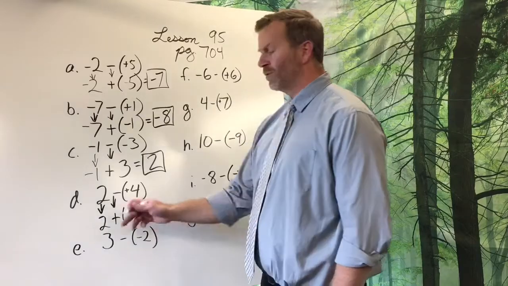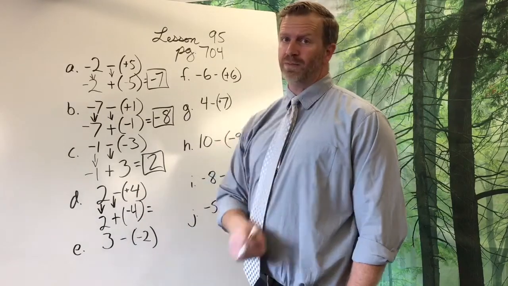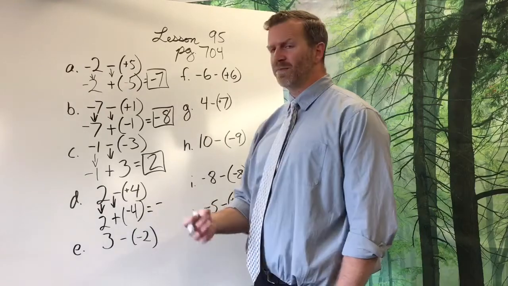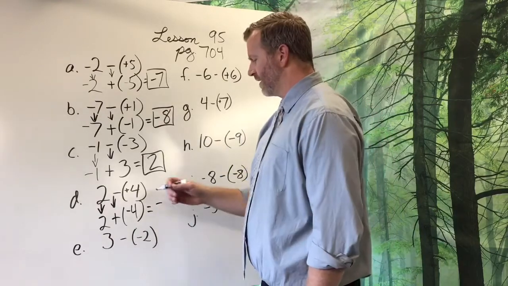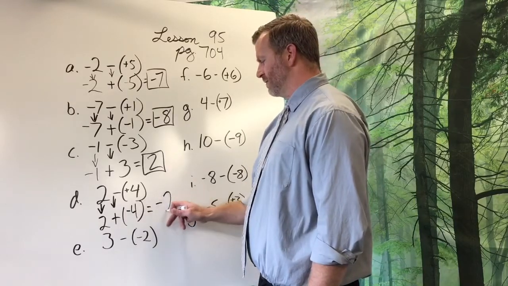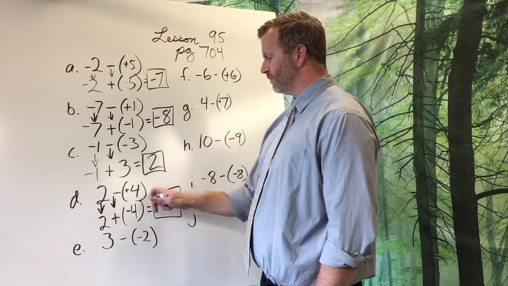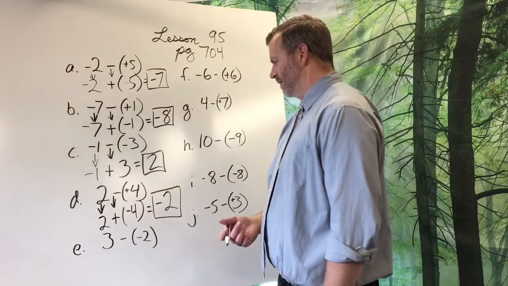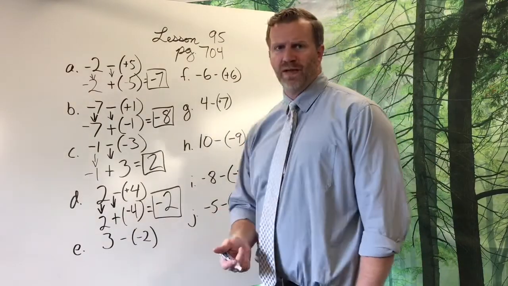All right, now, which one of those numbers is bigger, the negative or the positive? Yeah, so that negative, it's going to be a negative answer. Now, if I have 2 plus a negative 4, that's obviously going to leave me with 2 left over. So we got negative 2. Nice work, Ben.